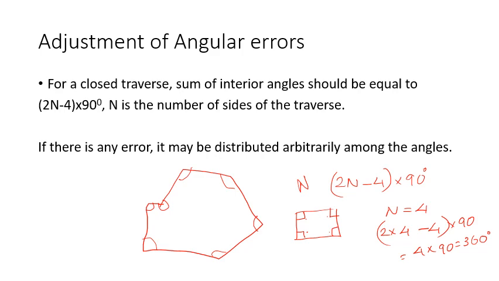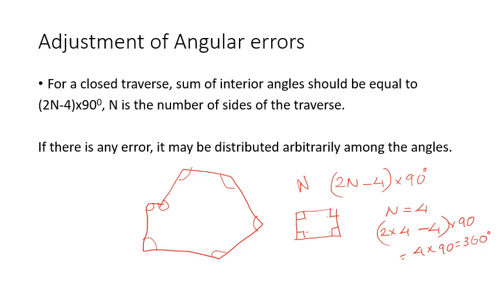So once you have completed your field work, you can find out the interior angles between each and every survey line. Sum it up. You check whether the sum of the included angles is equal to 2n minus 4 into 90 degree. If it is equal, then there is no need of further angular correction. Otherwise, suppose there is some discrepancy.